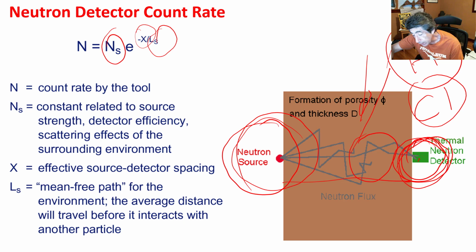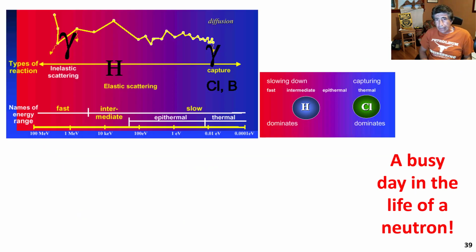And then, so the count rate of thermal neutrons will be lower in the case of water than in the case of gas. You see, those differences are what allow us to infer indirectly the hydrogen index of the formation from the differences in count rates. Clear? So here's a diagram that just shows a busy day in the life of a neutron.